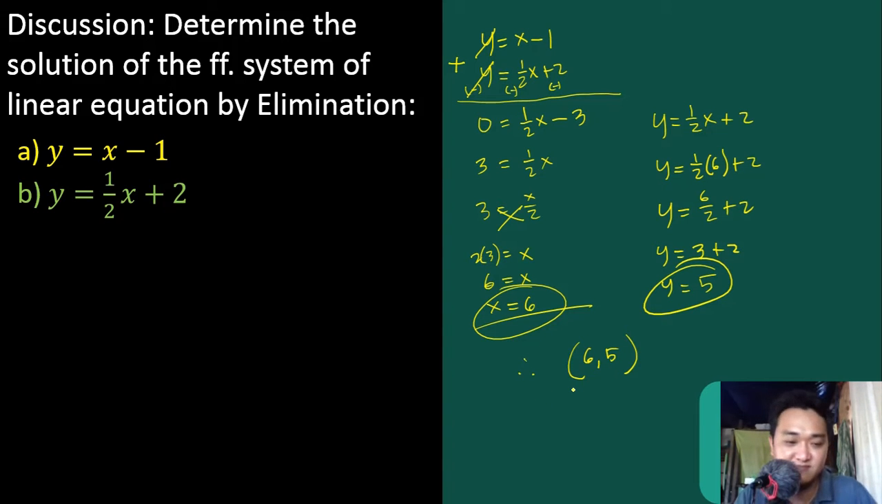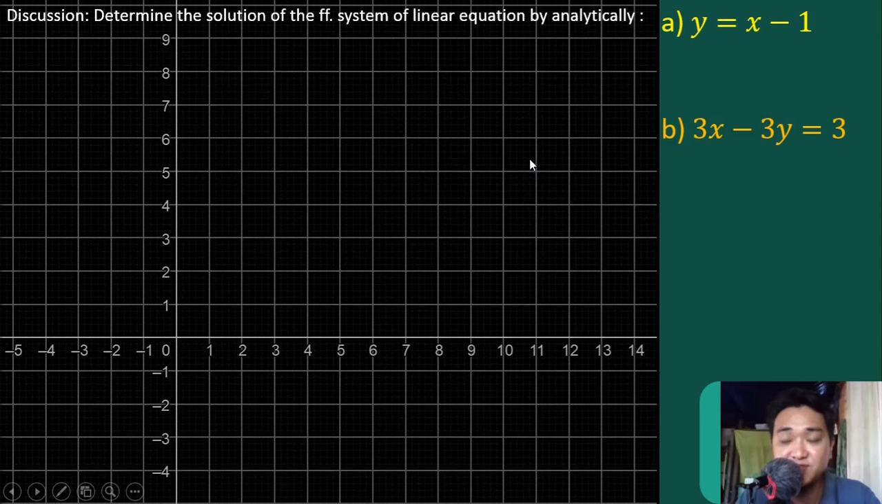Let's just try to have another example. Let's say we want to know the solution of y is equivalent to x minus 1 and 3x minus 3y is equivalent to 3. Again, yung pangalawa nating linear equation is naka-general form. Naka-general form po siya. So, much better na isolve natin siya para maging kawangki niya yung first equation natin na naka-slope intercept form.